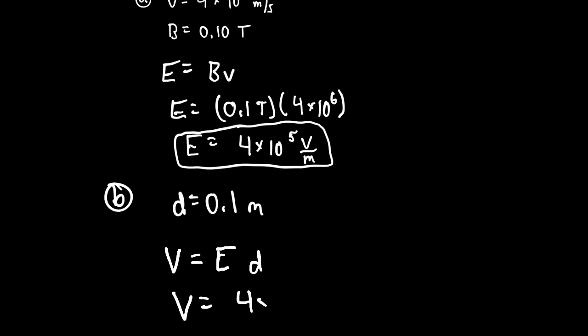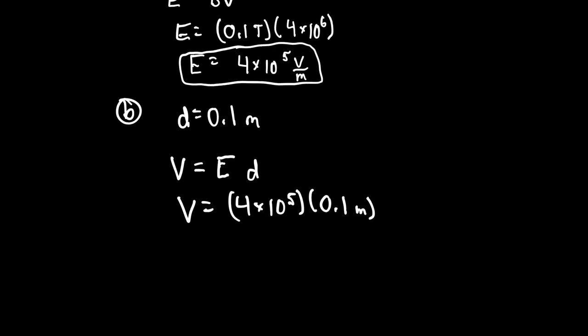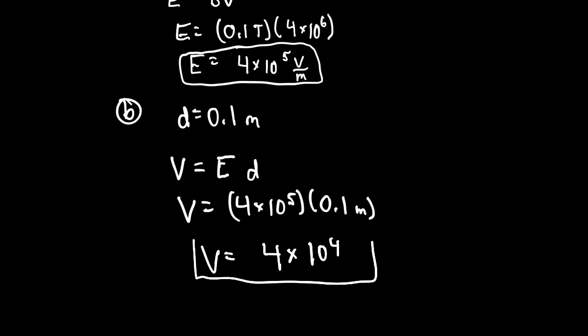V equals 4 times 10 to the 5th for my voltage, times my D, which is my separation, the distance. I go, that's 0.1 meters. Multiply this. What do you got? 4 times 10 to the 4. Is it 0.01? Yeah, because it's 1 centimeter. So it's 4.01. So that'll be 4 times 10 to the 3rd.